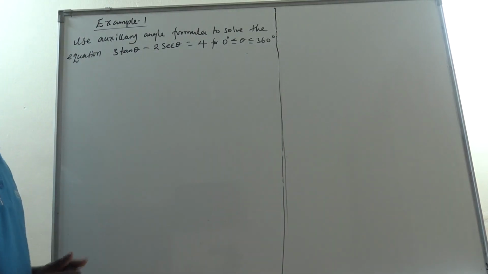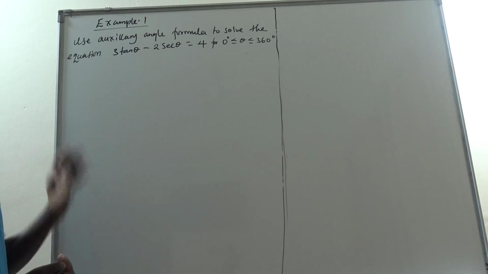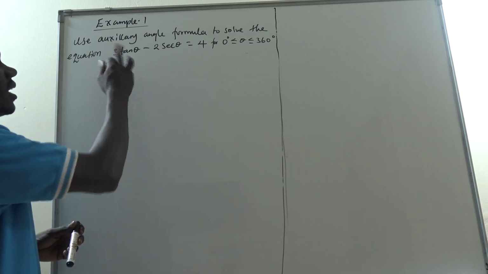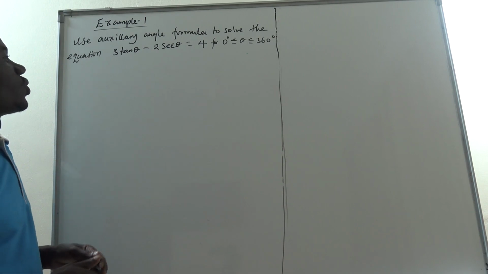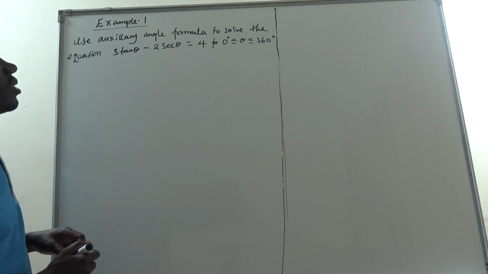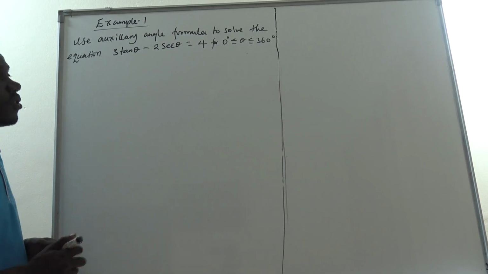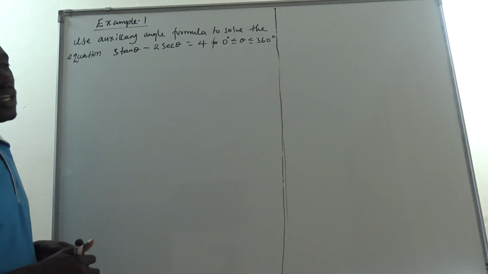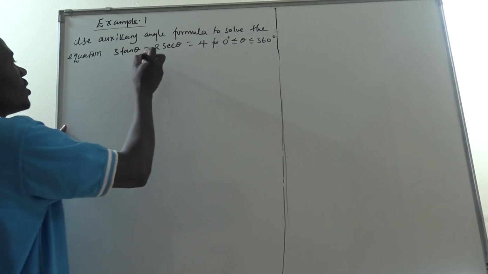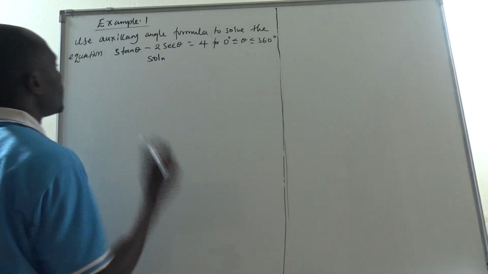We are now going to go ahead with the examples dealing with the other formula, which is called the auxiliary angle formula. The example goes: use the auxiliary angle formula to solve the equation 3 tan theta minus 2 sec theta equals 4, for 0 degrees less than or equal to theta less than or equal to 360 degrees. Let's look at our solution.